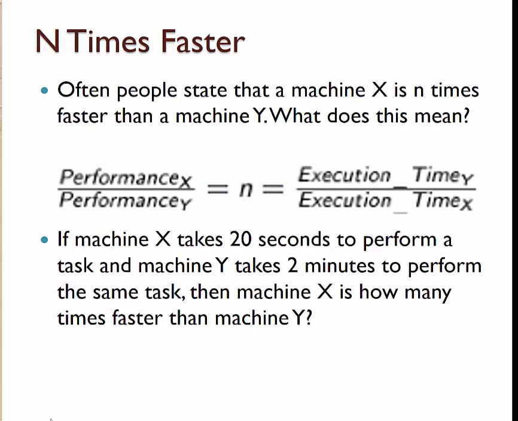So here we have a problem. Let's say that machine X takes 20 seconds to perform a task, the same task as machine Y, which takes 2 minutes to perform. Then X is how many times faster than machine Y? Well, we have to normalize the comparisons here. First of all, X is 20 seconds. Y is 2 minutes, which is really 120 seconds. So how many times faster? Well, it's 6 times faster, since X's time is 6 times less than machine Y's. 6 times 20 is 120.